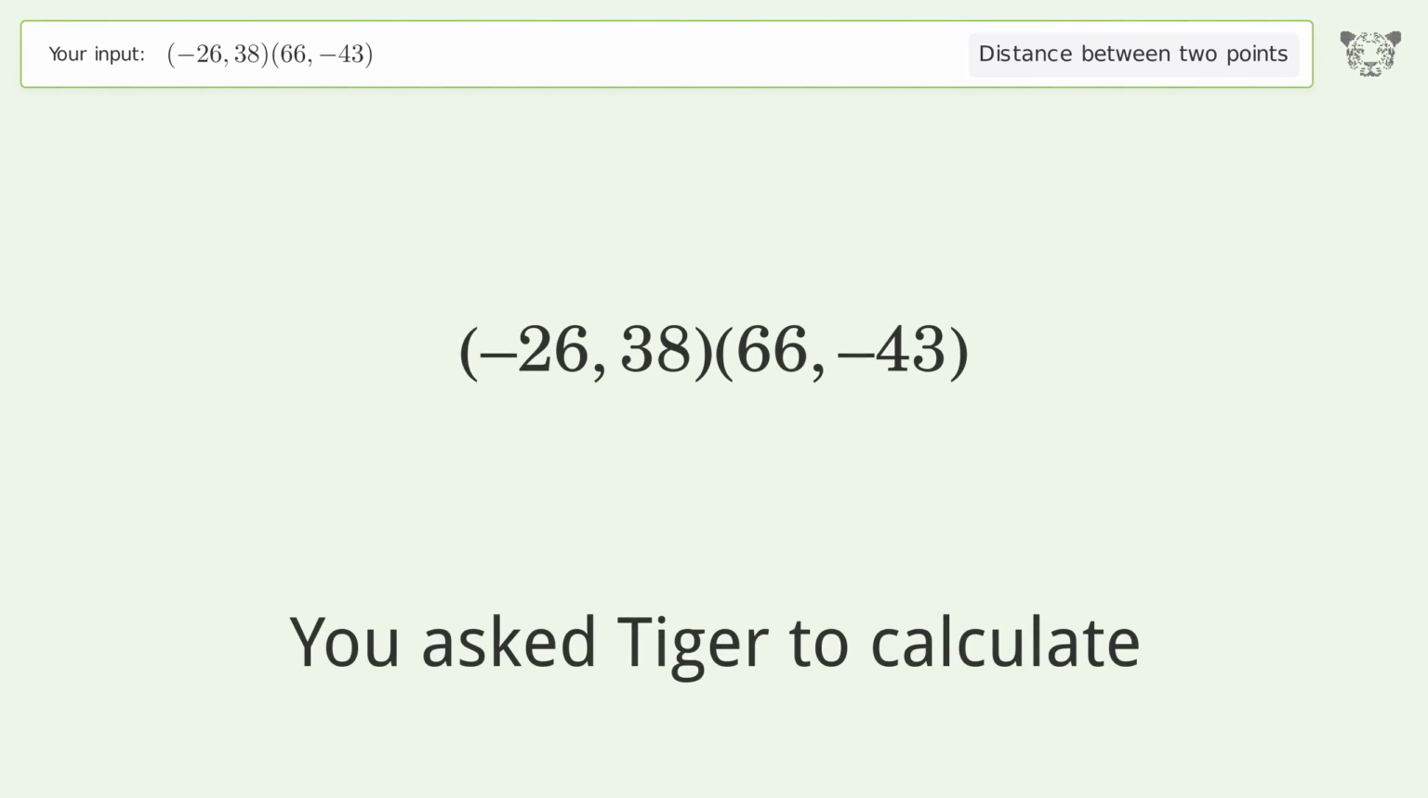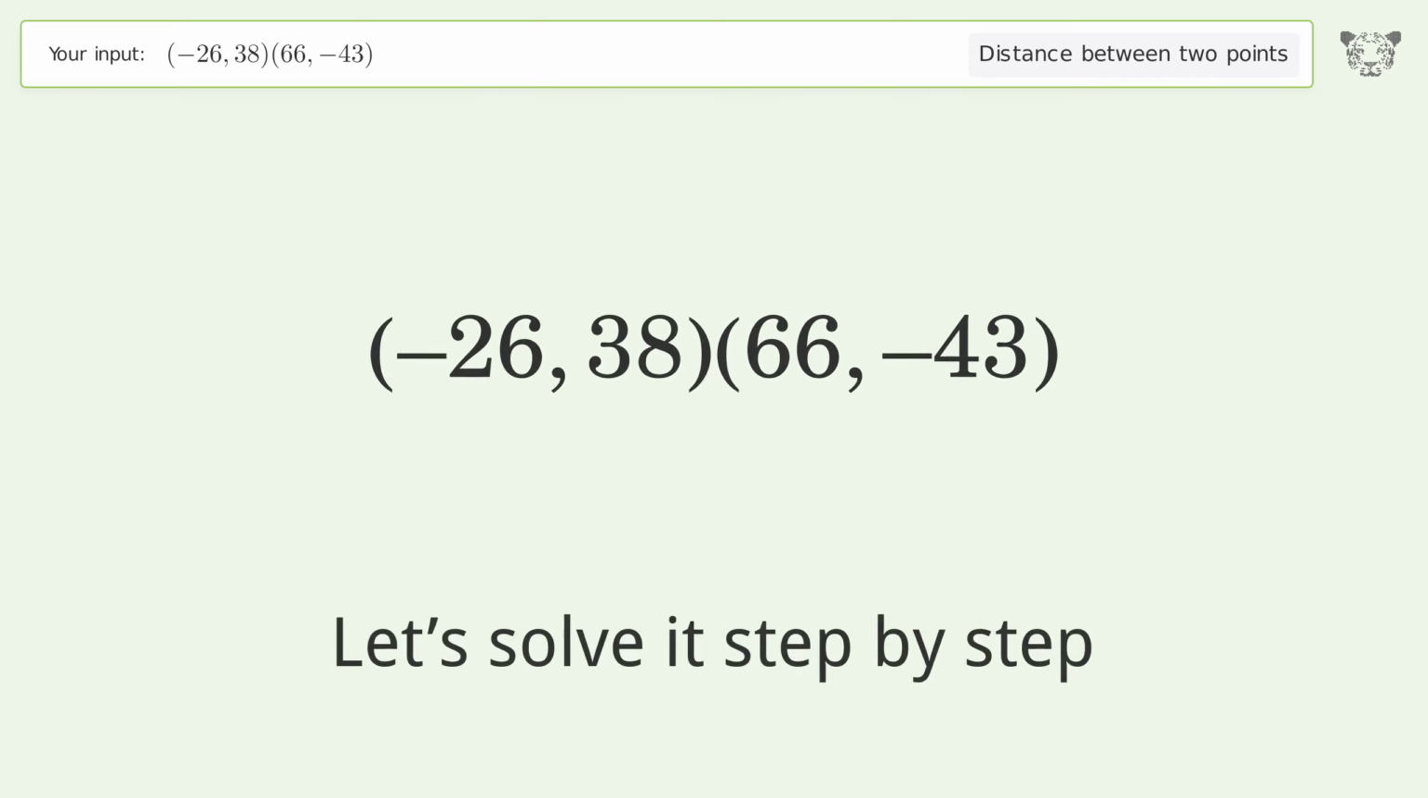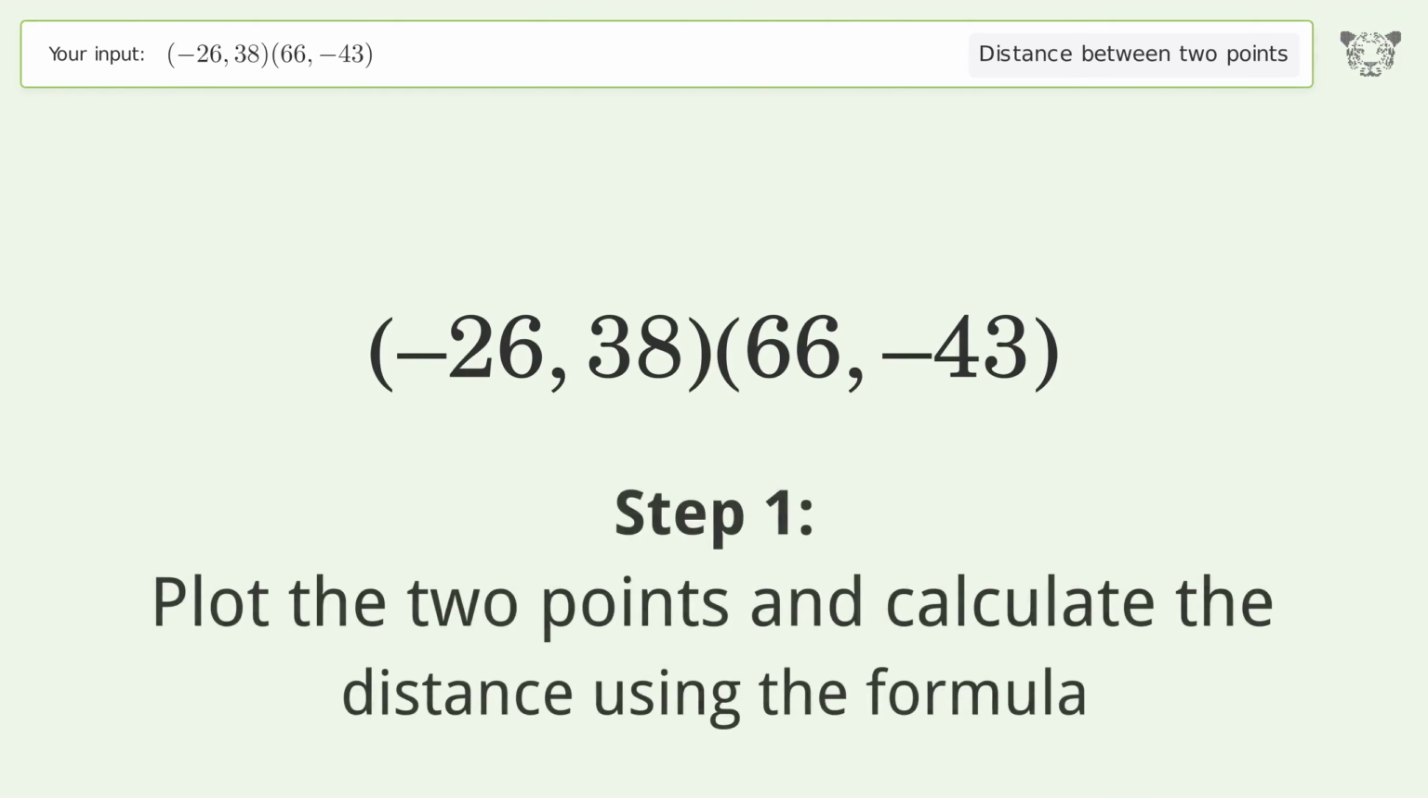You ask Tiger to calculate. This deals with the distance between 2 points. The distance between the 2 points is the square root of 15,025, or 122.577. Let's solve it step by step. Plot the 2 points and calculate the distance using the formula.